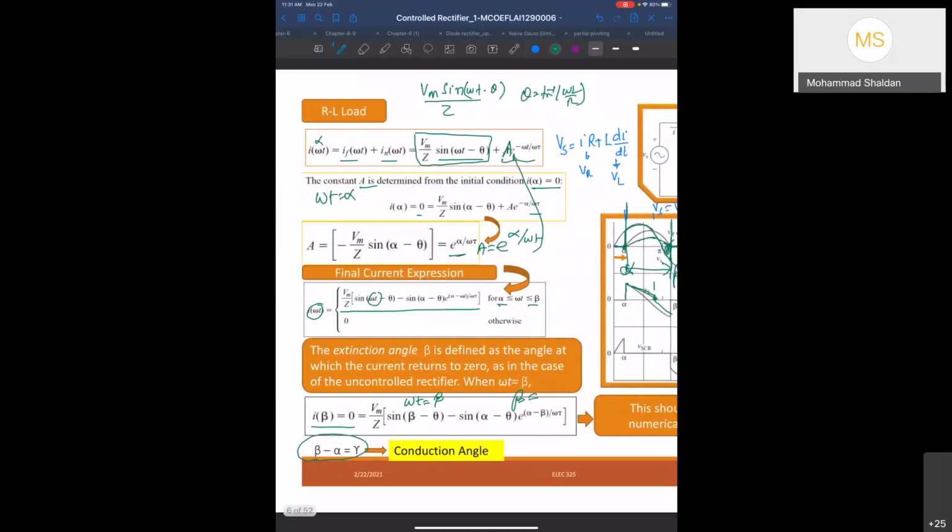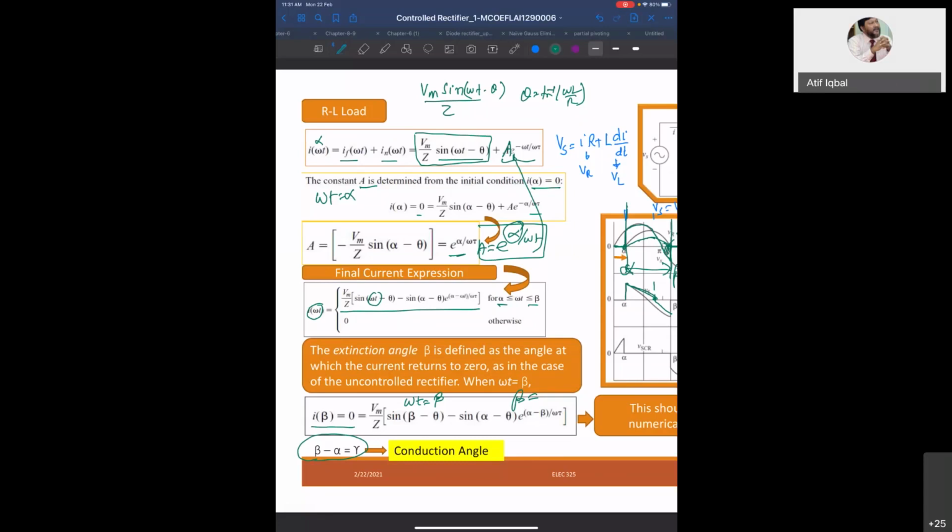No. Alpha is the angle that depends upon how much average voltage we need. So this alpha can be 10 degree, 30 degree, 20 degree. So alpha will be calculated depending upon how much average voltage you want. We'll see the problem, how we get the alpha.